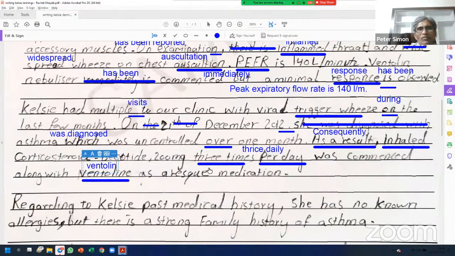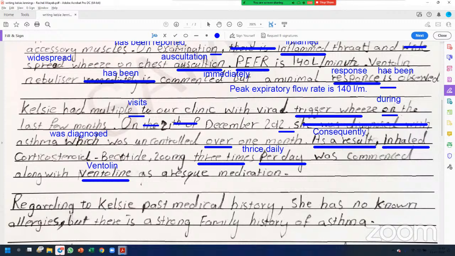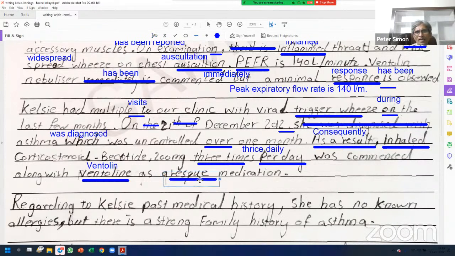Okay. So you have to be very careful with the generic name and brand name. This is a mistake if you write a small letter. You have to write a capital letter now. You got the point, I think, along with Ventolin as a, what is this? Sorry, this is a rescuer. Rescue. Okay. So you have a spelling mistake here again.